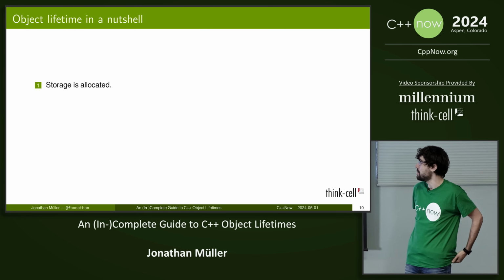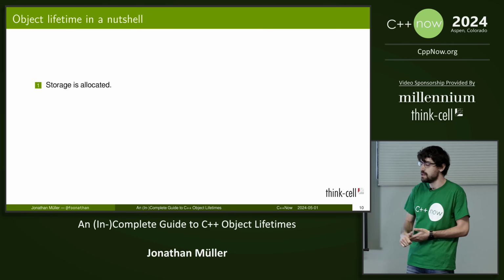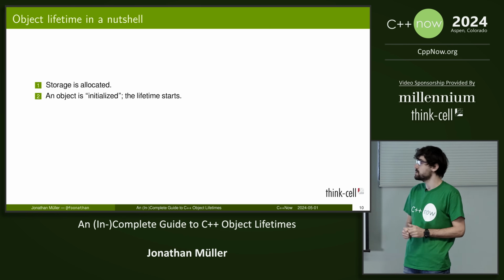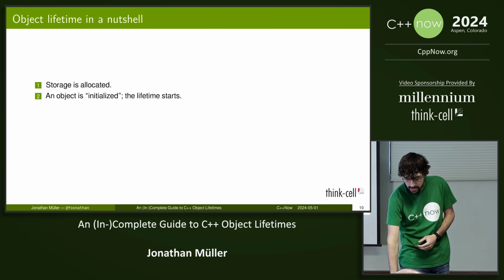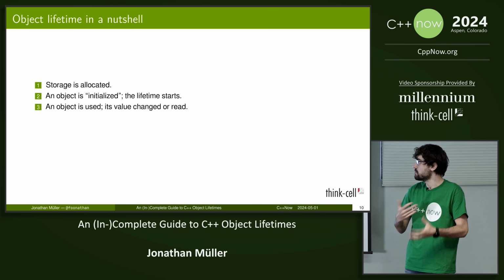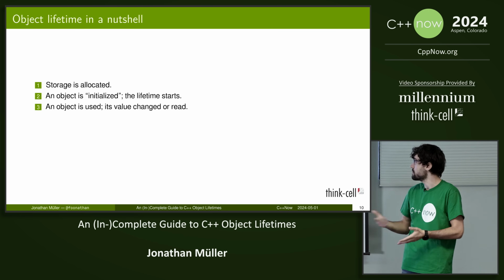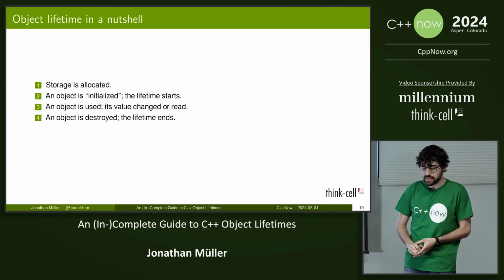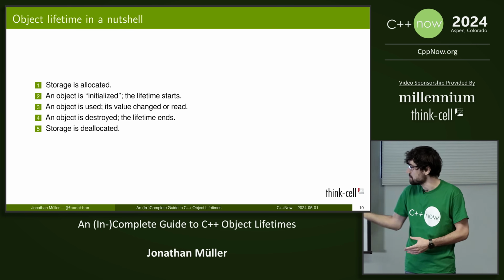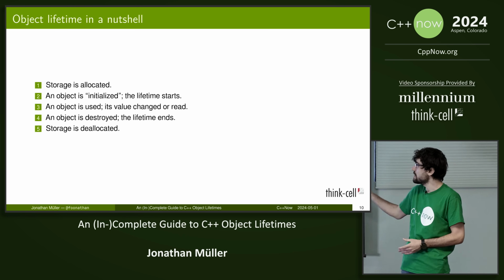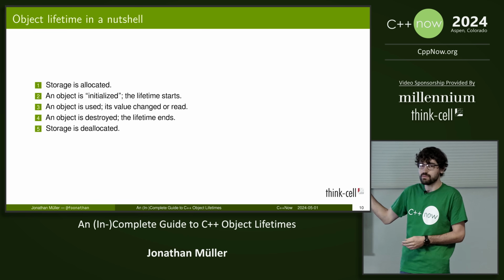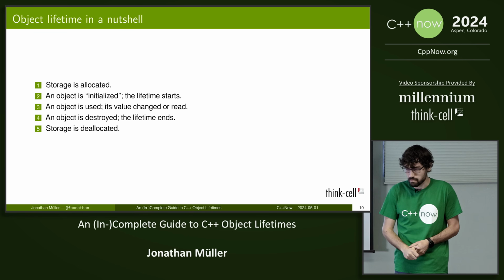And in a nutshell, the life cycle of an object is as follows. We first allocate storage, because we need a place to put our object. We then initialize an object. I put it in quotes because we will see later. And this starts the lifetime. So now we've got an object that lives at that storage. We can then use that object. We can read its value, we can change its value, we can do whatever we want with it. Eventually, we will destroy that object. This ends the lifetime. And then we deallocate the storage. And this is, in a nutshell, what every object goes through. And all the interesting part is in the details, like when exactly does the lifetime start, when does it end, when is the storage allocated.